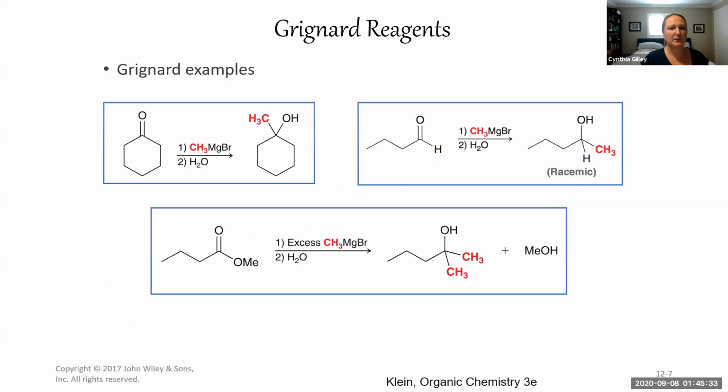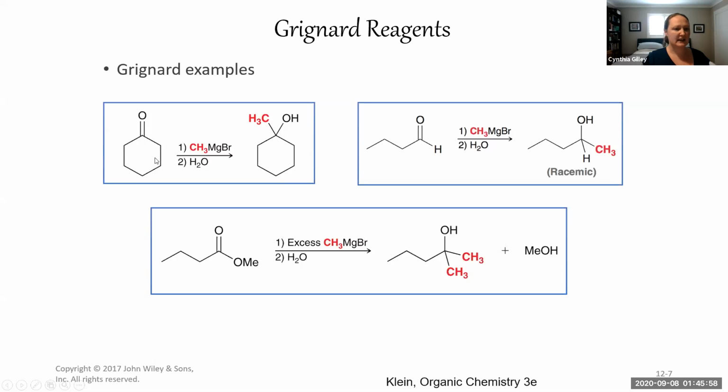Here are some examples of Grignard reagents reacting with various functional groups like ketone, aldehyde, or an ester. All of these are just the methyl magnesium bromide example of a Grignard reagent, but you can see the methyl in red. It could be any R group. It doesn't have to be just methyl. These are just the examples.